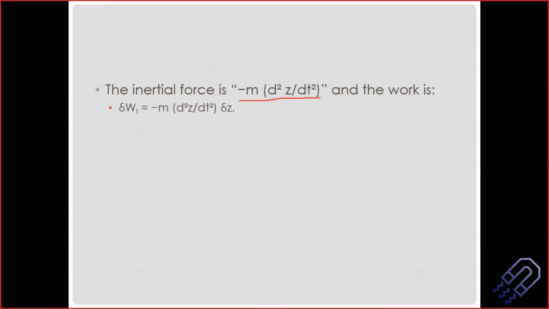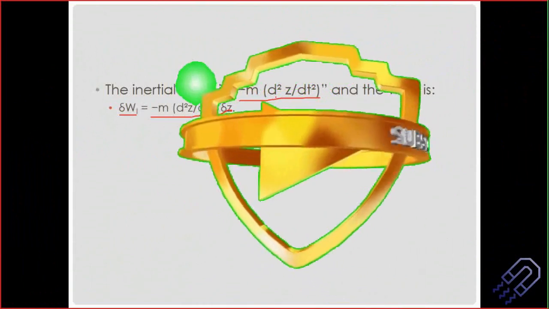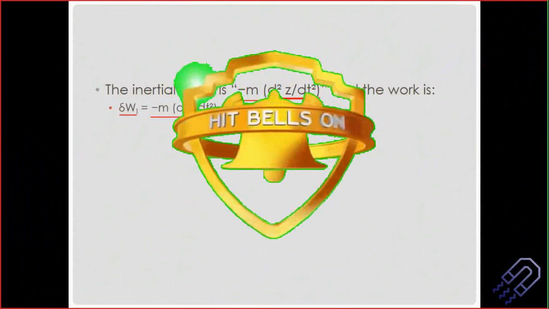If you have a heavier body, and if you forget about viscous drag, resistance from the air, the body actually wants to keep moving, and that movement is affected by the gravitational pull, but the body also has an inertial force within it. So when we consider the inertial work done, it will be nothing but minus m d2z/dt² into dz. And logically we understand that this inertial force must be equal to the acceleration due to gravity.